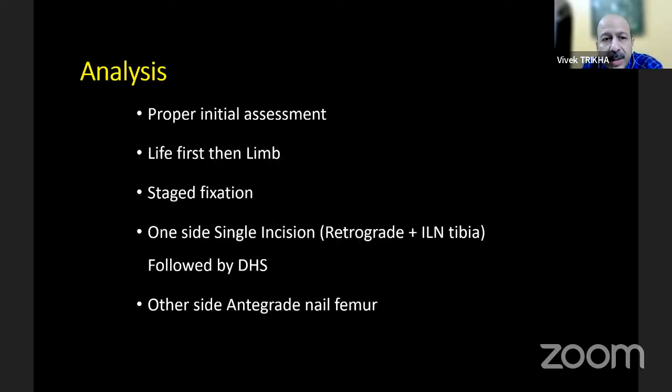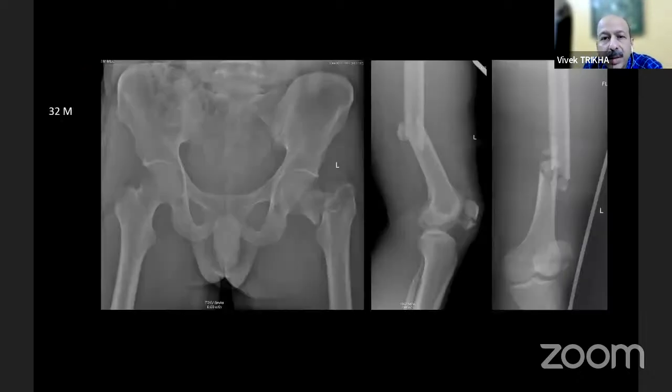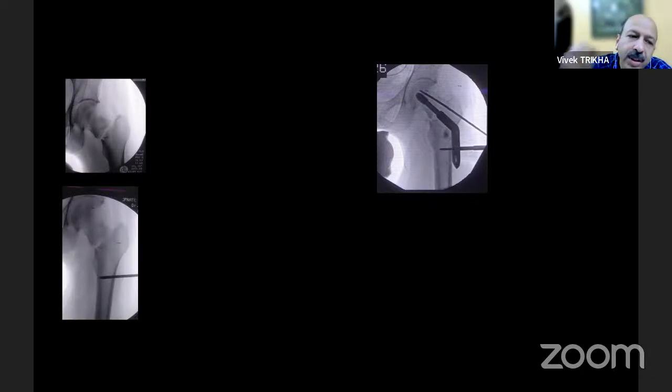So life first, then stage fixation and proper initial assessment is particularly important. Another case, basic cervical. Most of these fractures are basic cervical. See the patella, which is broken out here. And here we fixed the same way as a retrograde or a dual implant fixation. But here we went about fixing the neck femur first to reduce it properly. And the same procedure was followed.